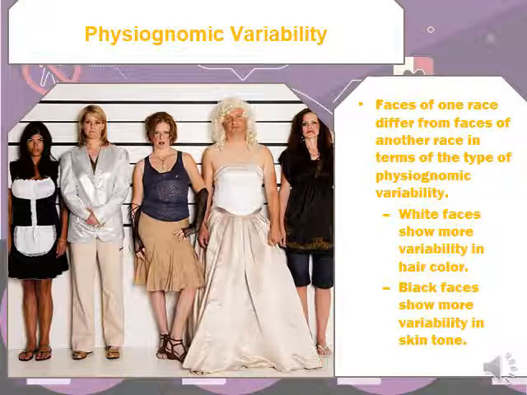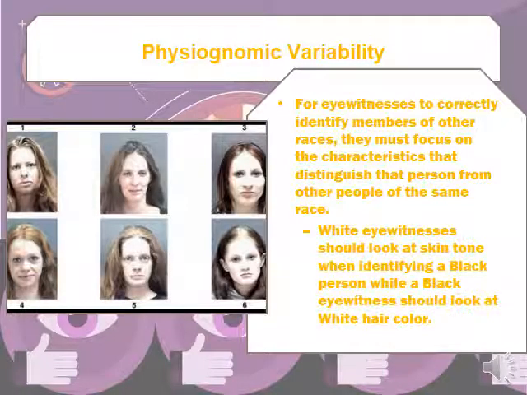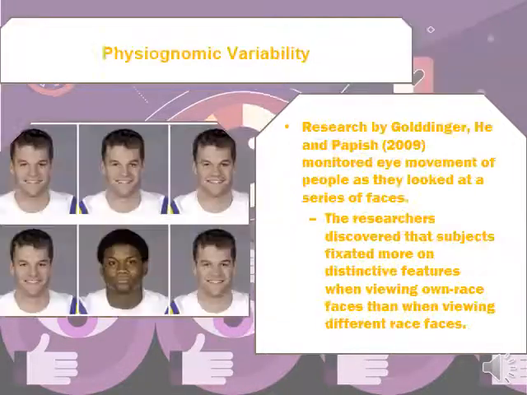Black faces show more variability in skin tone. So initially you're taking that into account. So this is physiognomic variability. For eyewitnesses to correctly identify members of other races, they must focus on the characteristics that distinguish that person from other people of the same race. So white eyewitnesses should look at skin tone when identifying a black person, while a black eyewitness should look at white hair color. So initially you're looking at the physiognomic, primarily the physical features, the physical elements that make them who they are, and you're primarily distinguishing those elements to initially create a decisional process.